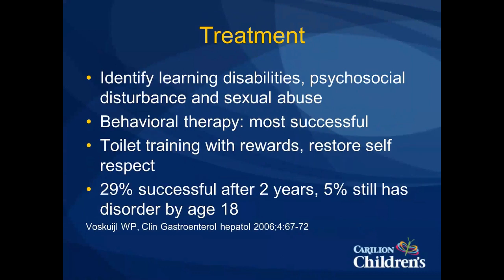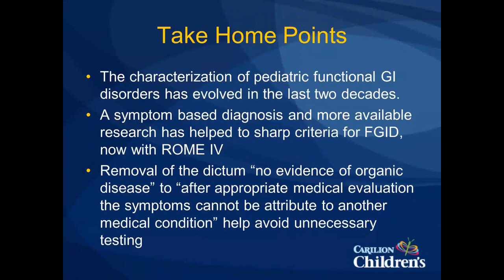So at the end, the take-home point here is that the characterization of pediatric functional GI disorders has evolved in the last two decades with the Rome criteria. With more diagnoses and more research to treat and characterize these patients, we can help them. Removal of the dictum of no evidence of organic disease that we have in other Rome criteria has helped to avoid an excessive amount of workup.